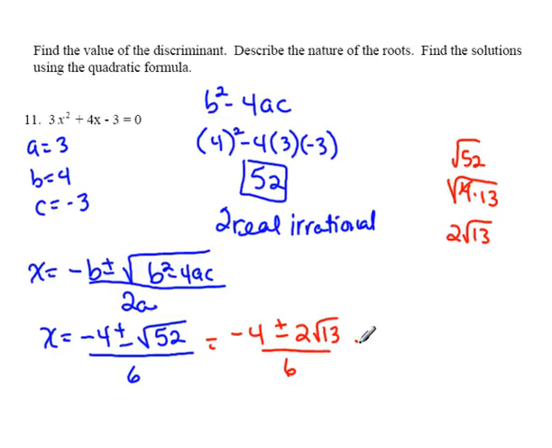Well, do we need to simplify further? Well, if the outer three numbers are divisible by the same number, you must divide them. Since 2, 4, and 6 are all even, we can divide each by 2. So that would be negative 2 plus or minus 2 divided by 2 would be 1, and we don't write that leading 1 there, square root of 13, and 6 divided by 2 is 3. And that's your answer.